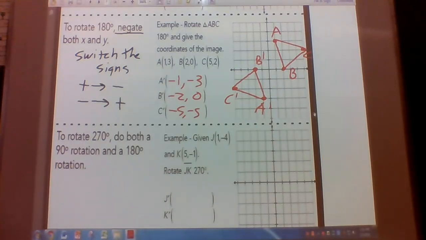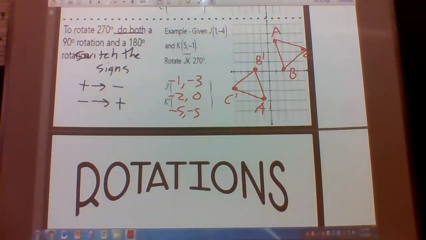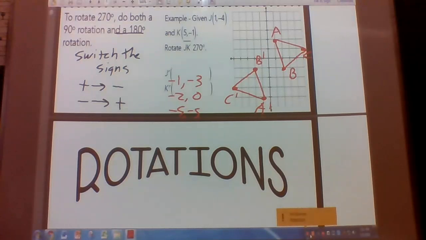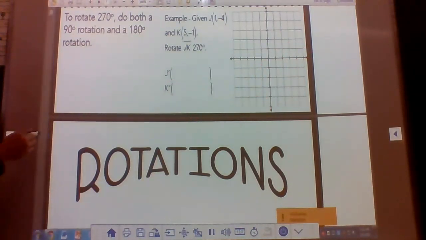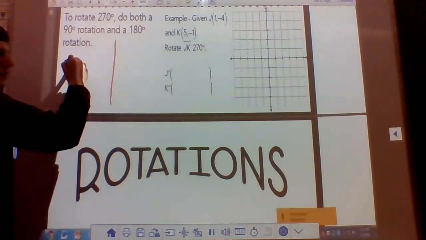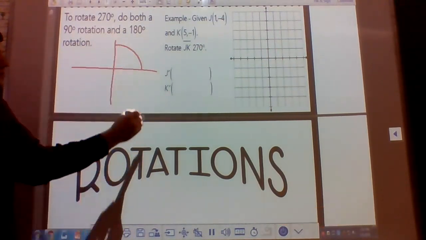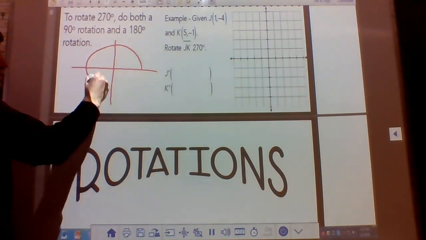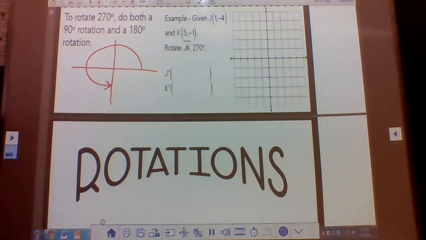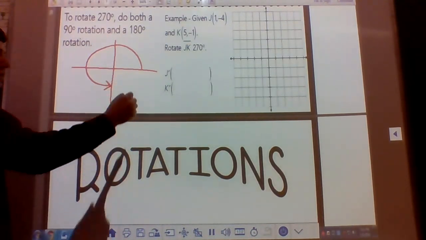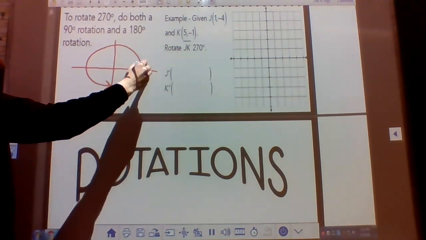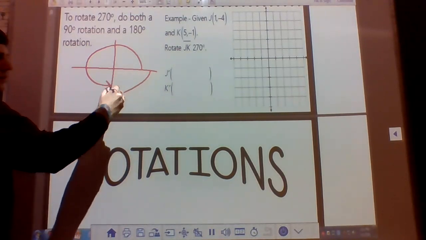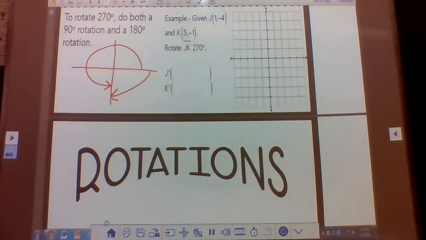Okay, the last type here is 270. You don't really ever need to do a 270. You can just go 90 degrees the other way. So if you go 90 degrees and then 180 degrees, that's 270. That's counterclockwise 270. But to get to counterclockwise 270, you could also go clockwise 90. So we'll do it both ways though.